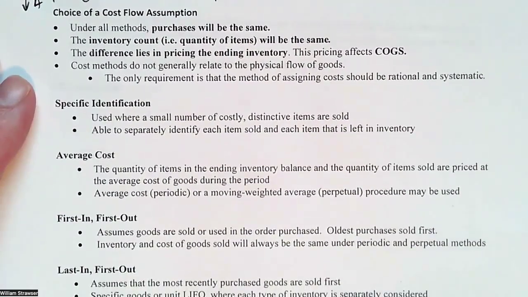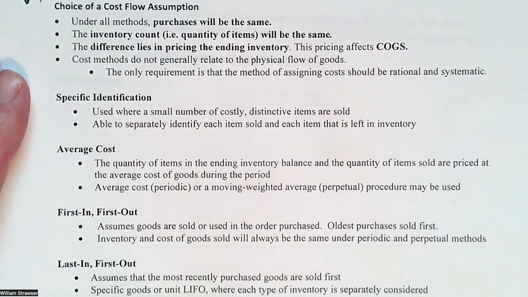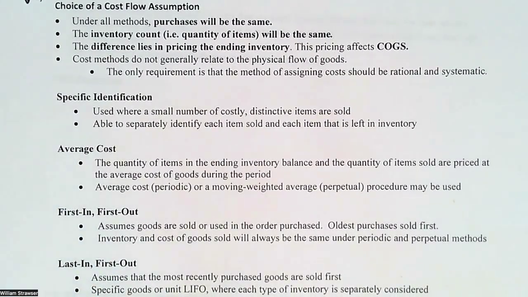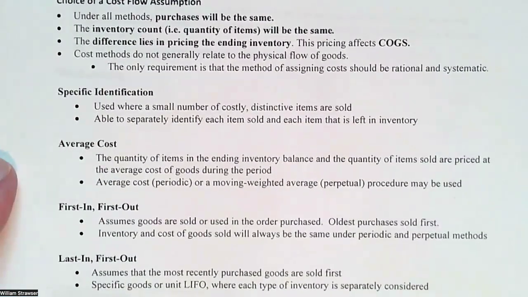Cost flow assumptions, again, are covered in intro, a bit of a brush up on these guys. Remember that first, they're assumptions. Okay. This is not actually how things are flowing in our place of business. We just have to assign a price to the things we sell, and we buy things at various prices over time. So should I choose the oldest prices, the newest prices? Should I choose something as of an average between them, right? Each of those scenarios is covered here.